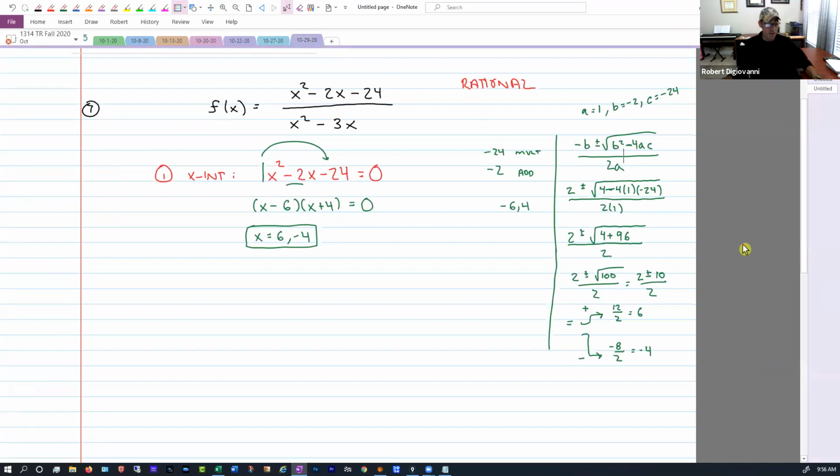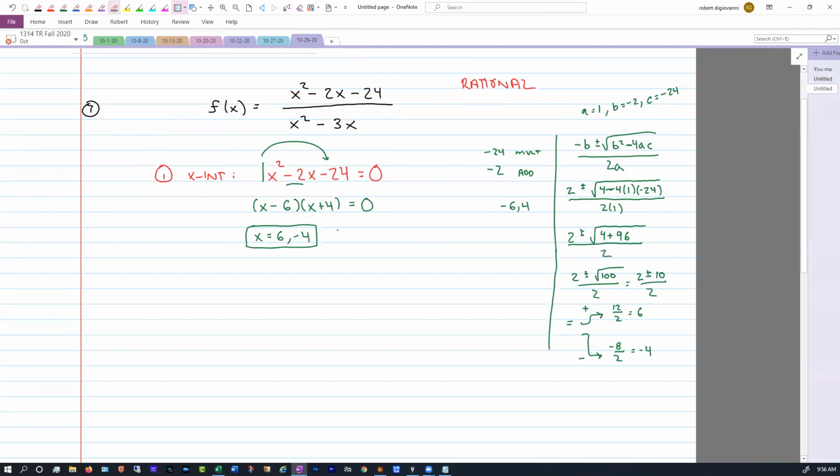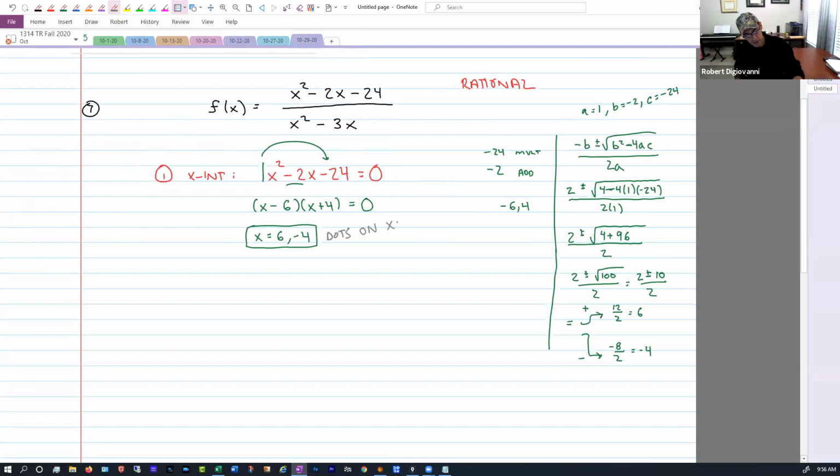All right, so let's continue here. We have the x-intercepts. Now I want to remind you that these are going to be dots on the x-axis. That's what x-intercepts are, right? Second step, we want to find the vertical asymptotes. And to do that, we set the denominator equal to 0.